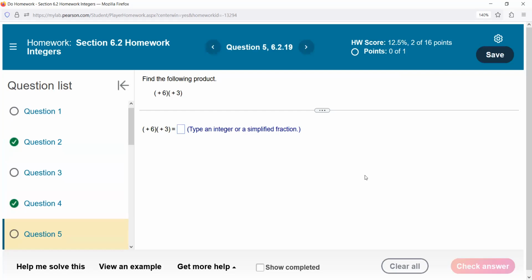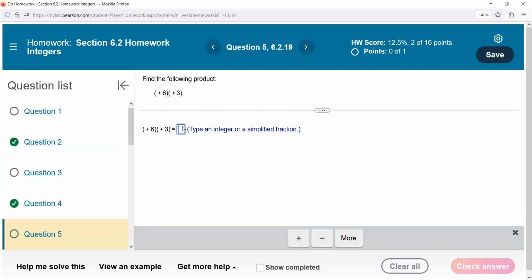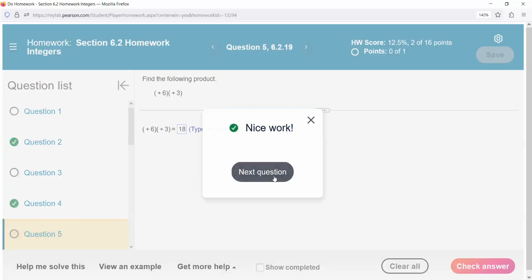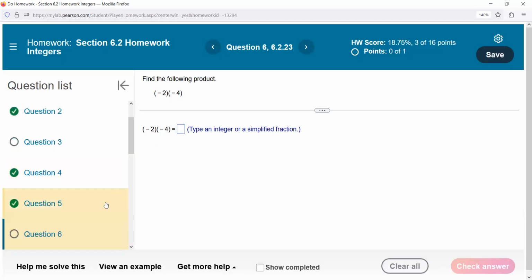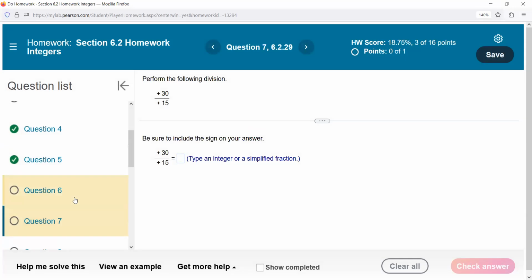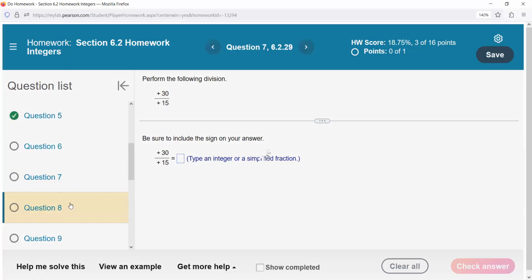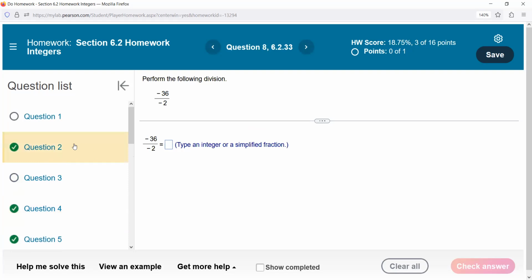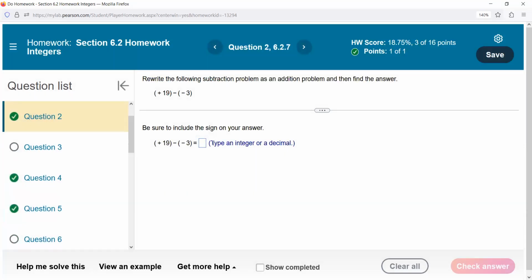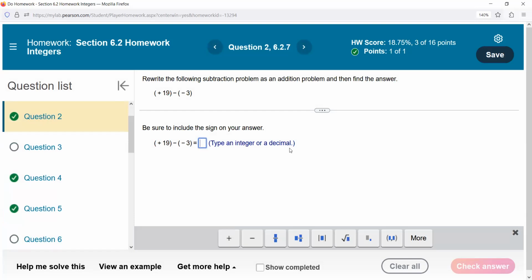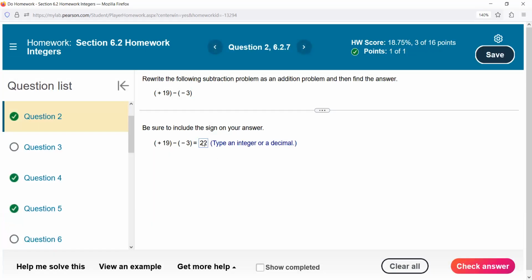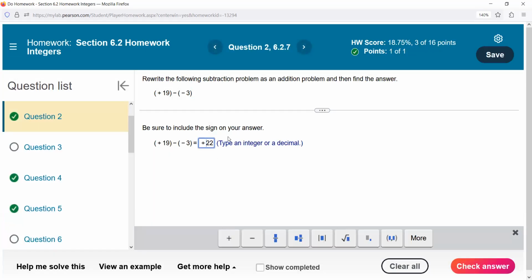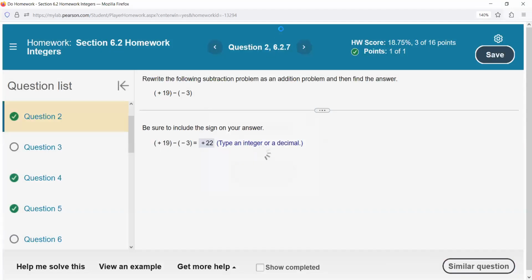And positive 3 times positive 6. If you only enter 18, it's going to count it as wrong. Well, actually, that is just with addition and subtraction. Multiplication and division is fine. It's only with addition and subtraction that you need to enter the plus part. So that one, if you only enter 22, it marks it incorrect. You need to enter the plus. Only with the problems with summations. Everything else seems to be fine.